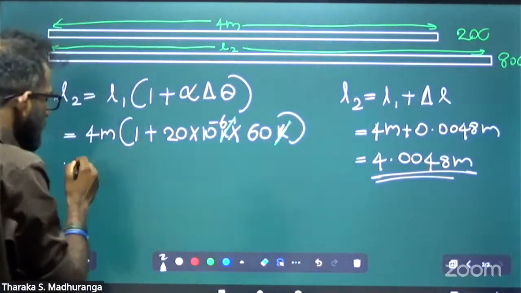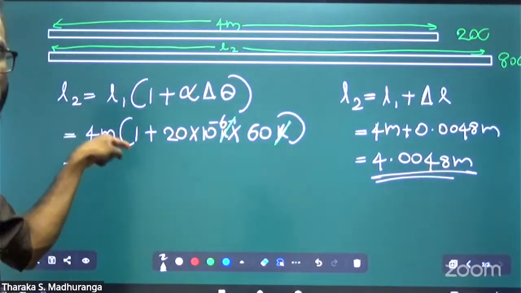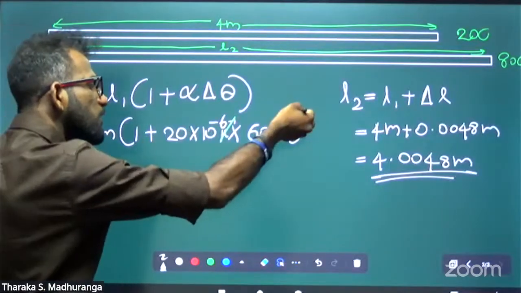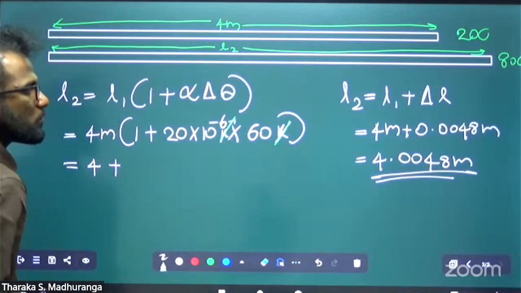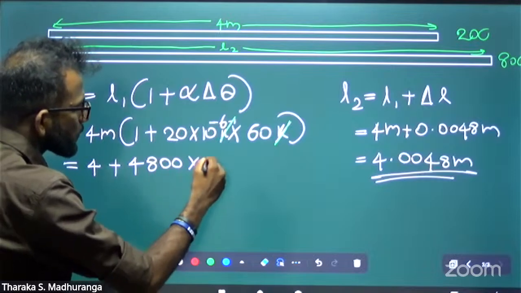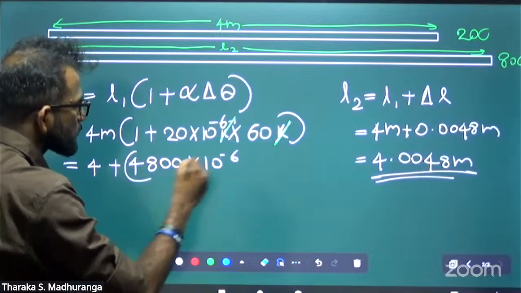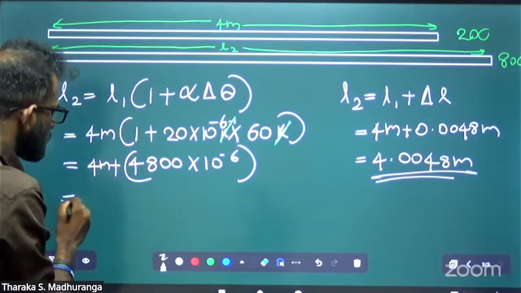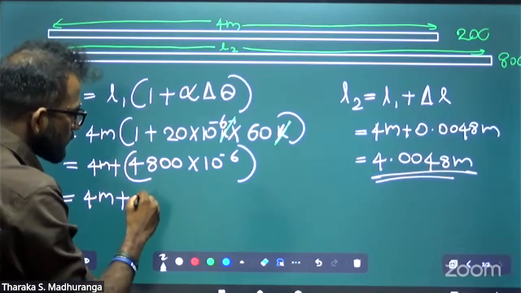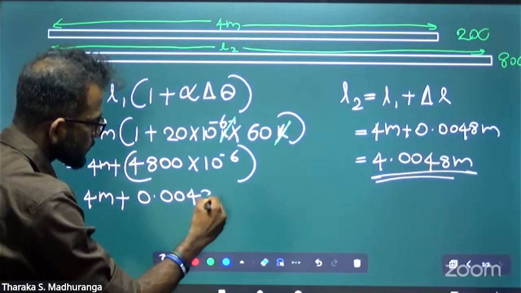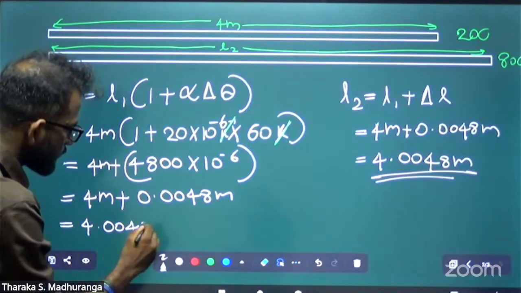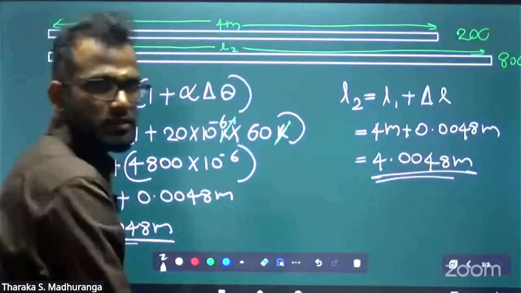Now this calculation you need to know. 4 into 1 is 4, then 4 plus these multiplications. 20 into 60 is 1,200, no, 4,800 into 10 to the power minus 6 meter. Now 4 meter plus, the same method, same answer is coming, 0.0048 meter. Then 4.0048 meter. This is the second method.